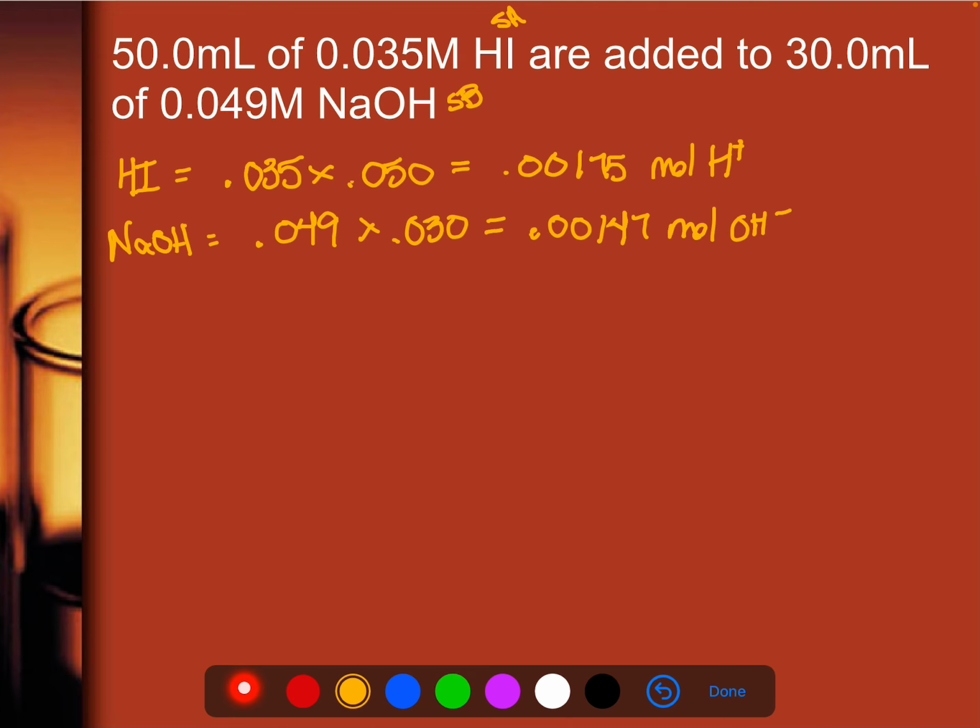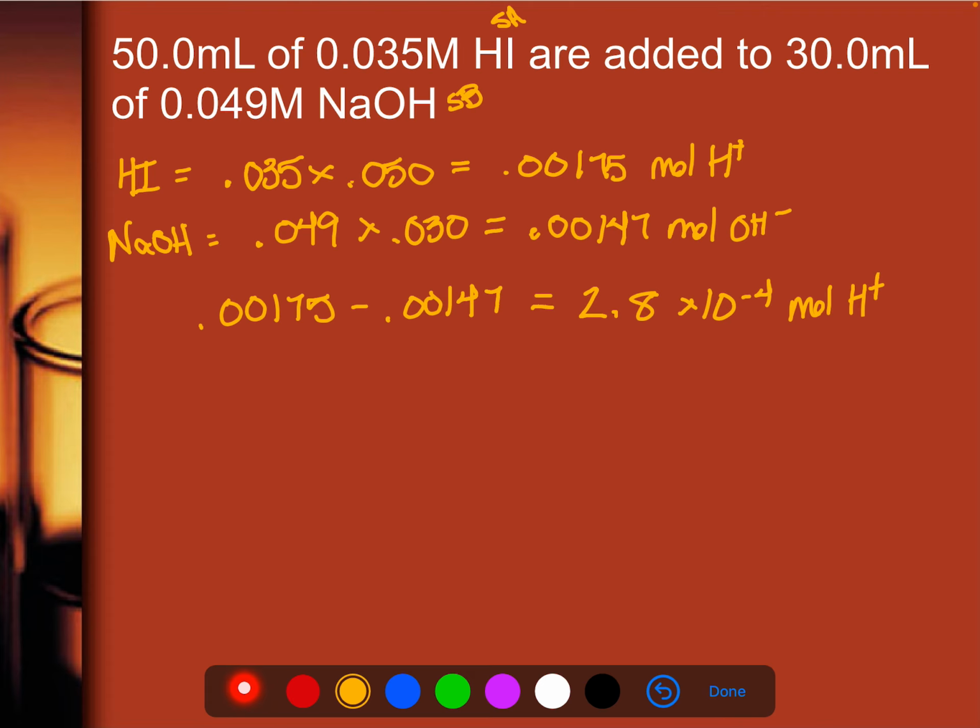And we said whenever you're doing opposite solutions, they cancel out. So you're going to subtract the smaller one from the larger one. So if we do the 0.00175 minus 0.00147, that means that what does not neutralize, what does not cancel out, is going to be 2.8 times 10 to the negative fourth moles of hydrogen ions, because that was what the higher amount was. So it's whichever one you have left over is what we're dealing with.